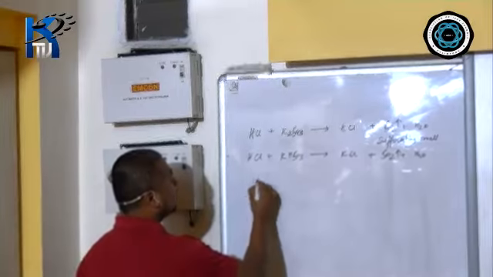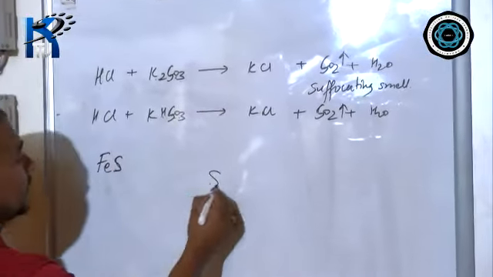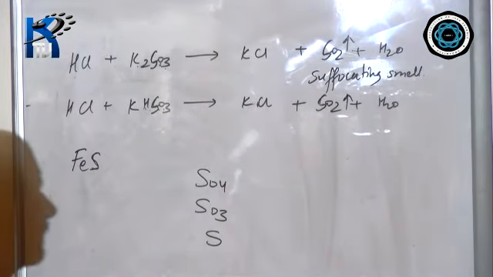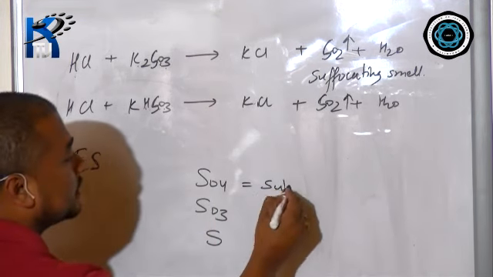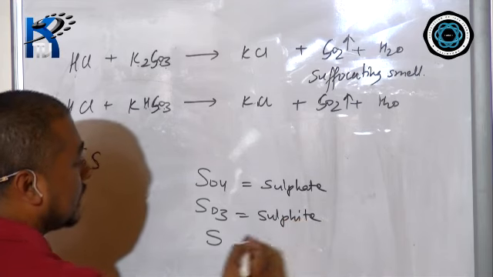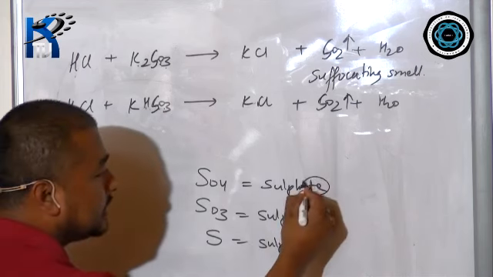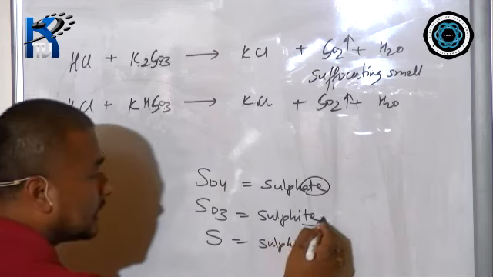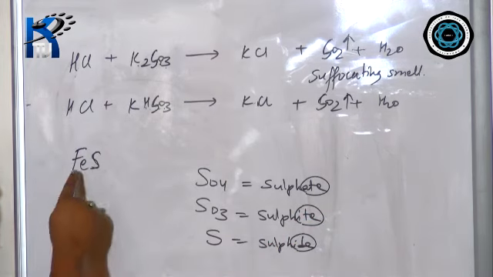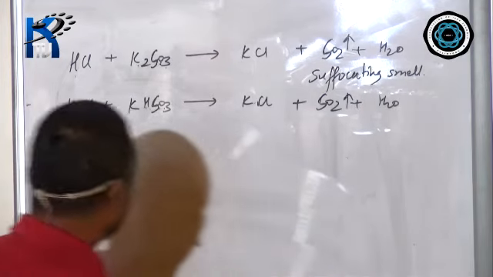Now you can see here, this is iron sulfide. Sulfide symbol is simply S. Sulfate is SO4, sulfite is SO3, and sulfide is simply S. Do remember, this is your sulfate, this is your sulfite, and this is your sulfide. So if you see the last letters, ATE, sulfate, SO4; ITE, sulfite, SO3; sulfide is simply S. So this is iron sulfide we say.